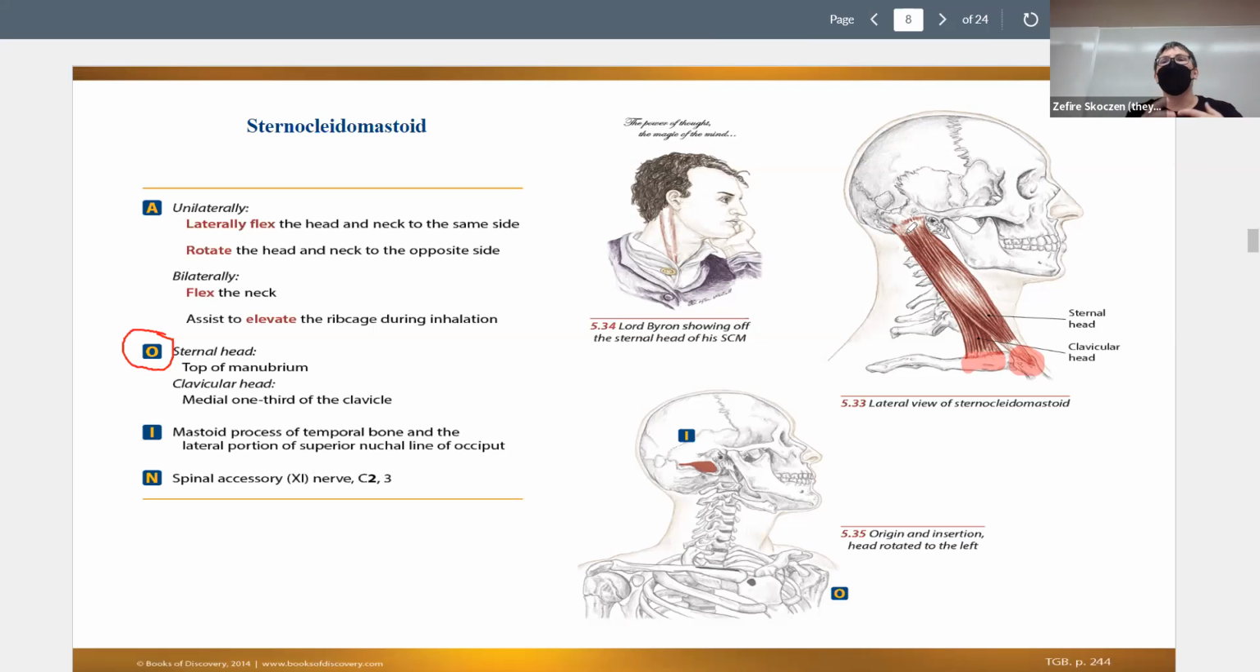Because it kind of shows you also just how these muscles work together, and if one of the two is tight, hypertonic, or has trigger points, etc., or is injured, then the other one is likely to be as well. Then our insertion, we have the mastoid process of the temporal bone and the lateral portion of the superior nuchal line of the occiput.